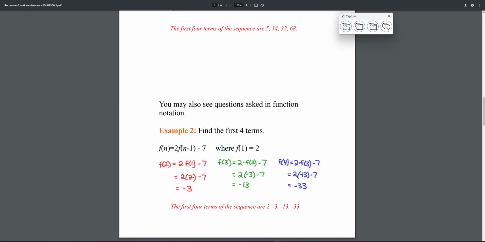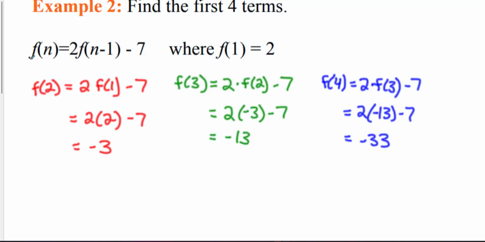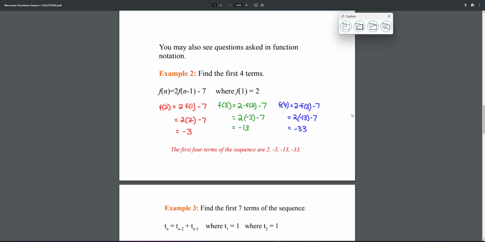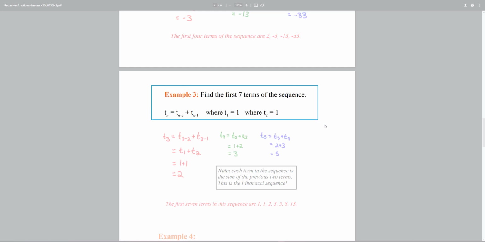Something else that you should be aware of is that you can even have recursive formulas written in function notation. So function f of n is equal to 2 times f of n minus 1 minus 7. It's exactly the same thing as the previous example, except now our first term, T1, or f of 1, is 2, and you plug in 2 here, and then 2 times 2 is 4, 4 minus 7 is -3. Then you plug in -3 here, 2 times -3 is -6, minus 7 is -13, and you plug in -13 here. So yeah, you get it. Recursive formulas are formulas that depend on the previous term.